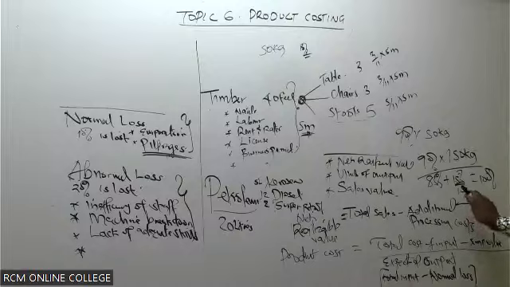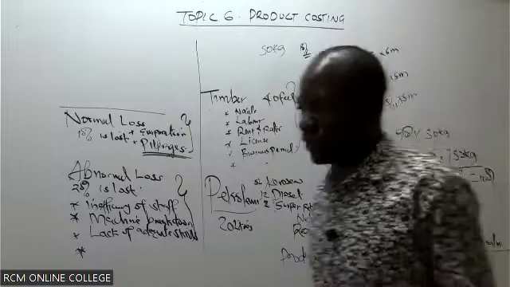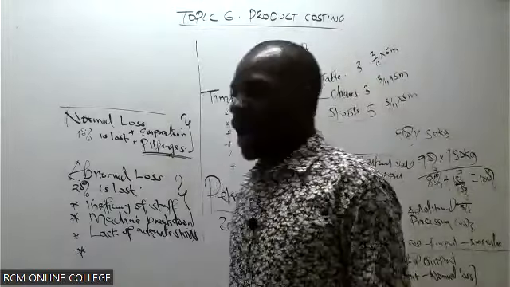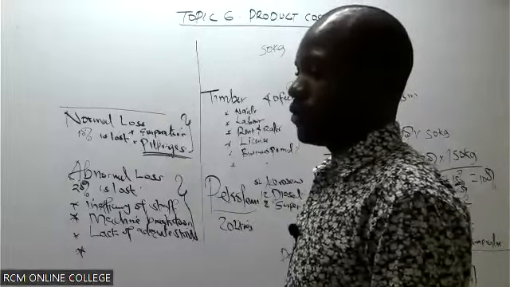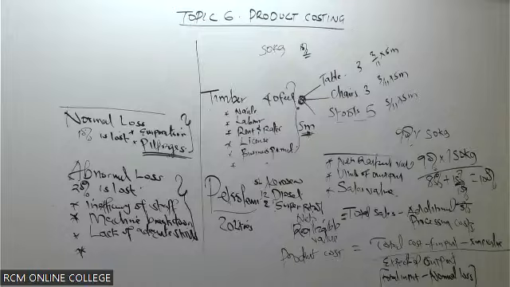So the extra 5% which was lost is due to abnormal loss. Total cost of input less scrap value of expected output. And expected output is total input less normal loss in terms of units.